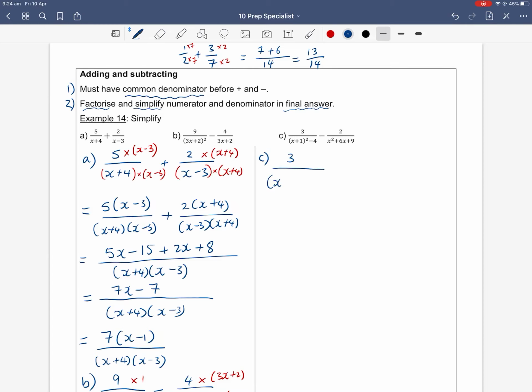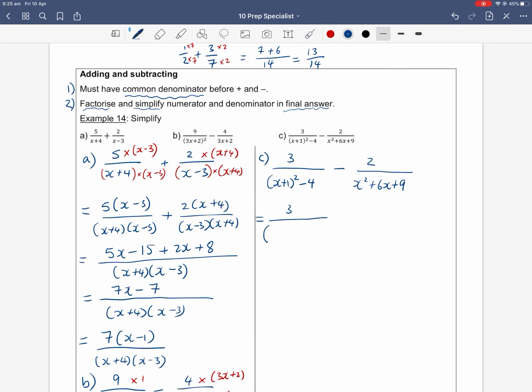So we have 3 outside of x plus 1 squared minus 4, minus 2 over x squared plus 6x plus 9. So you'll see that the denominators can be factorized. So let's factorize it first in terms of product of factors so that we can multiply top and bottom by a common factor so you get the same denominator. So here on the first fraction, this is in the form of a squared minus b squared. So we can factorize it into a plus b, a minus b. So let's do the first fraction first.